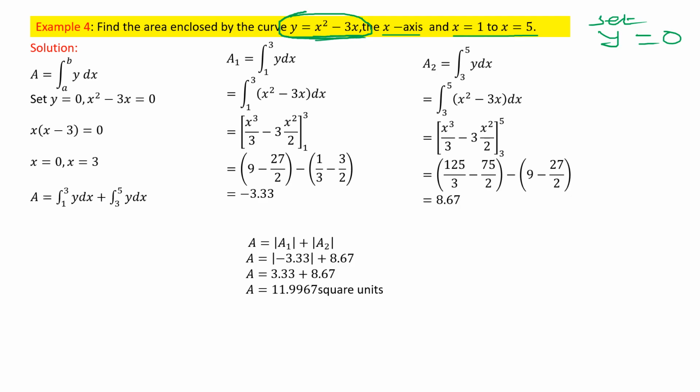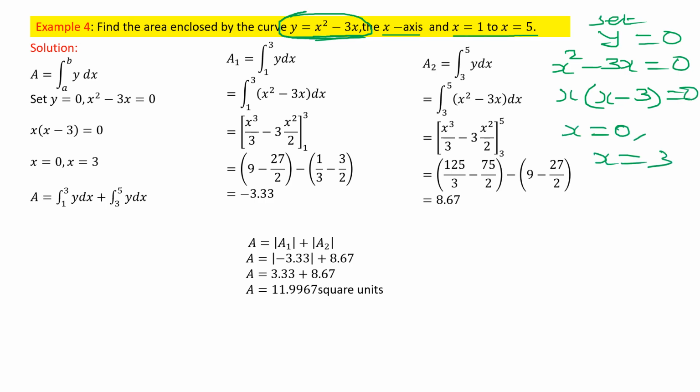What is the y value here? My y value is x power 2 minus 3x, that is equal to 0. Taking x as a common factor, we have x times x minus 3 equal to 0. So I have two options, x equal to 0 and x equal to 3. But what is the given region? x equal to 1 and x equal to 5. So what are the two values which I got? x equal to 0 and x equal to 3. So definitely 0 lies outside the segment and x equal to 3 lies inside the segment.